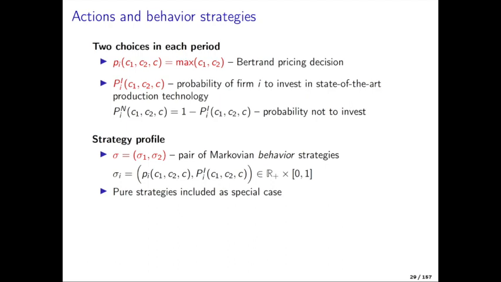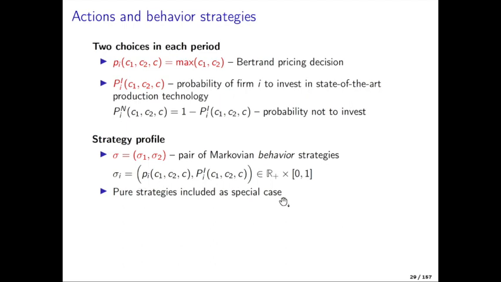Okay, so here are the actions and behavior strategies. You have the Bertrand pricing strategy, which is the max of the two costs. Then you have the probability of investment for firm i, with capital I as the superscript for investment, and N for non-investment, which is just 1 minus the other probability, the probability of not investing. The strategy profile is then the pair of Markovian strategies consisting of those two pricing functions and investment conditional choice probabilities. Of course, these are functions of the state variables.